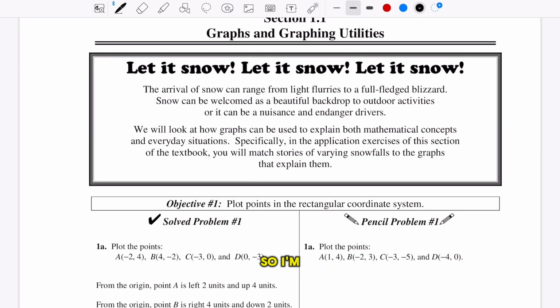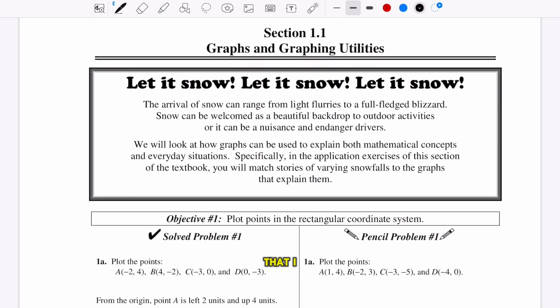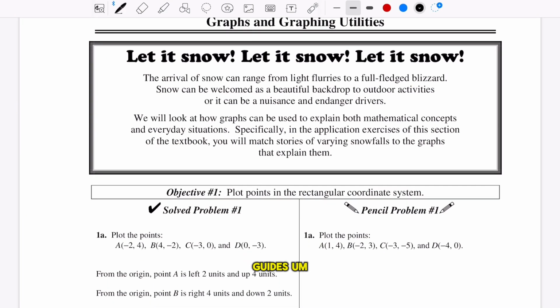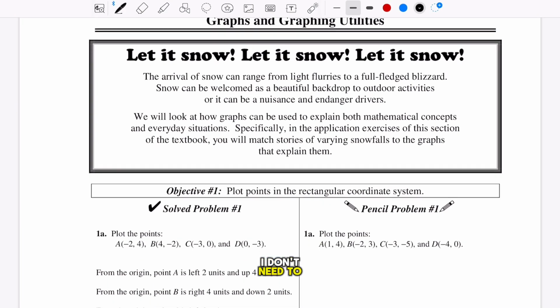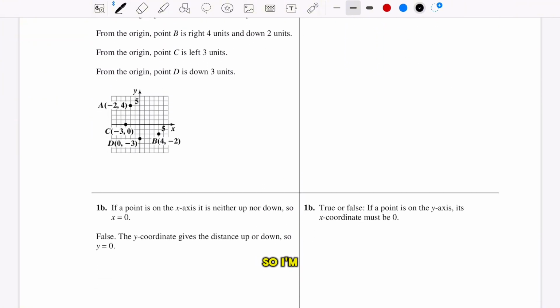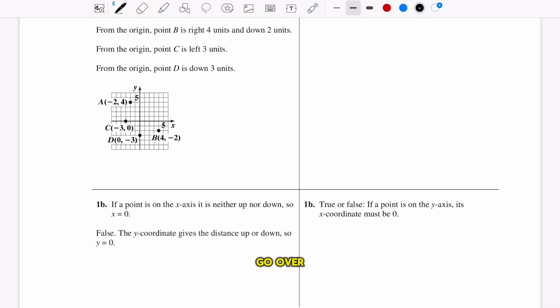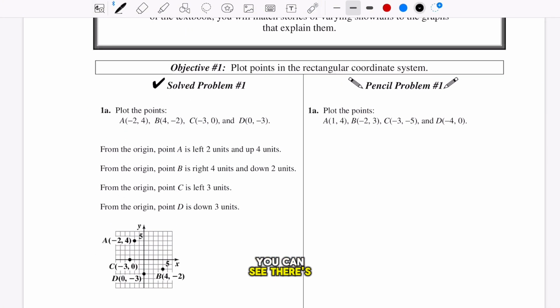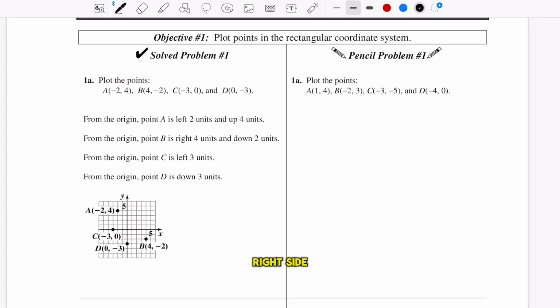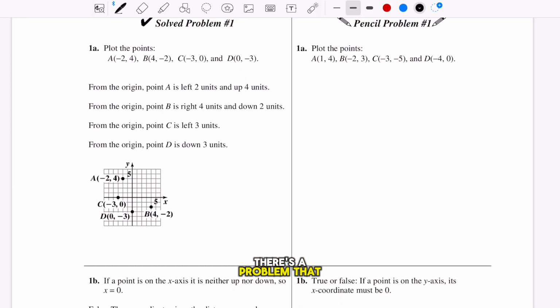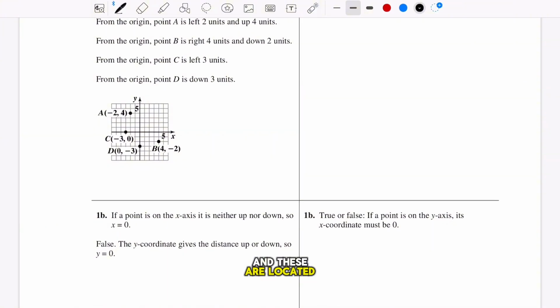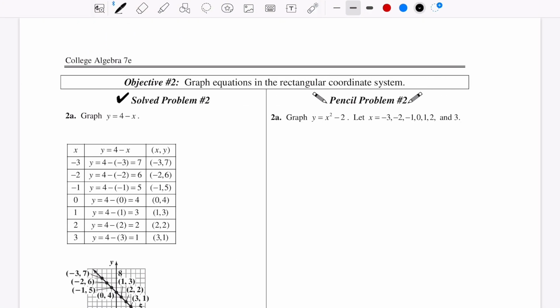So I'm going to use some of these notes that I had. These are like learning guides. I don't need to go over every single problem, so I'm just going to go over, on the left side, you can see there's an example, and then on the right side, there's a problem that you could work out. And these are located in D2L.